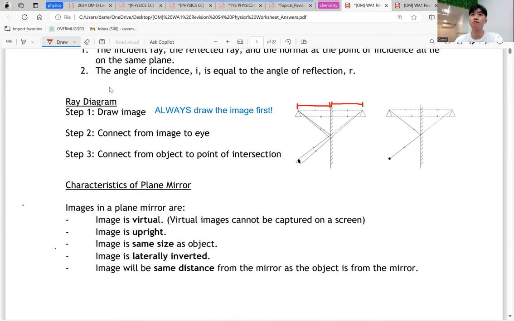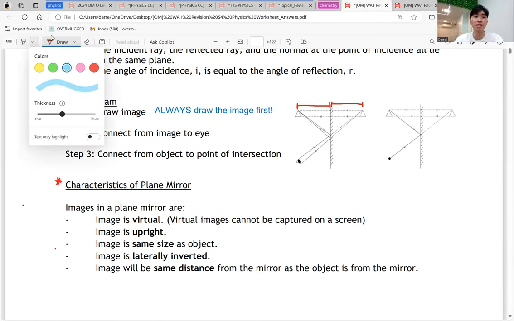Everything else, the construction of light rays, how it reflects off the mirror, follows after you have drawn in the image. So just remember, for any plain mirror image question, you have to draw in the image as your first step. Later, when we solve questions, this will become more apparent. But for now, we're just covering content as a bit of a recap. Now, the things that you need to memorize or will be tested in a very simple plain form are the characteristics of your plain mirror image.